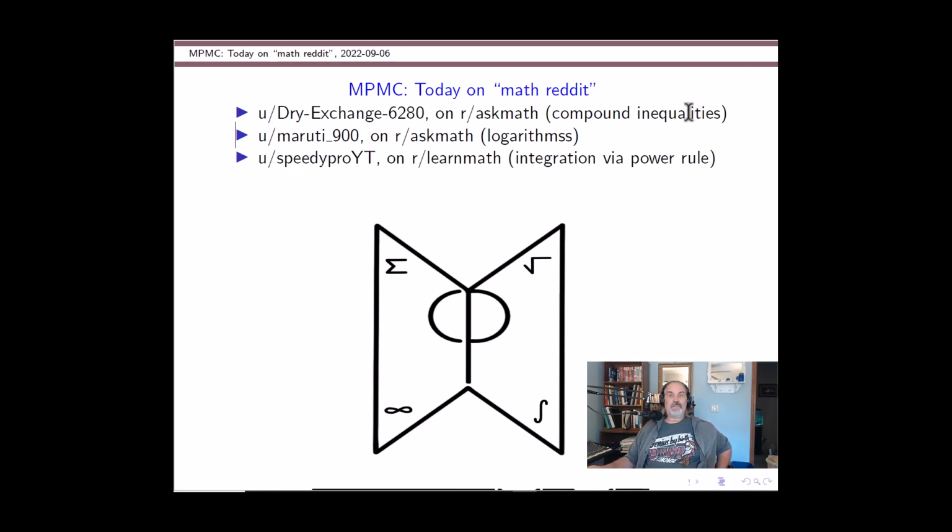So for today, I've picked 3 problems that involve compound inequalities, logarithms. Well, I have an extra S, so that must be logarithms as done by snakes. I'm not going to go back and fix that at this point. And a calculus problem involving integration using the power rule, or at least that's what it boils down to.